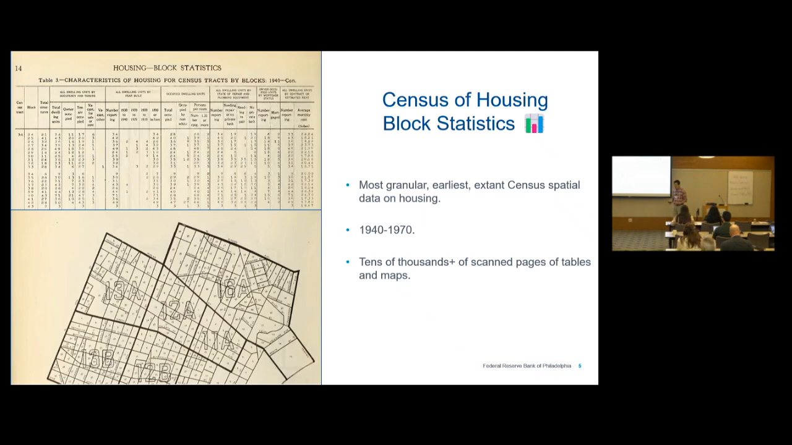So in 1940, the Census Bureau decided for the first time to start releasing these small area public use estimates at the level of blocks. These are statistics about housing. And before 1970, these statistics mostly exist only in the form of printed or scanned tables and maps. This is a rough estimate, but there's at least tens of thousands of pages of these tables and maps showing us where the geometries of the blocks exist in geographic space.